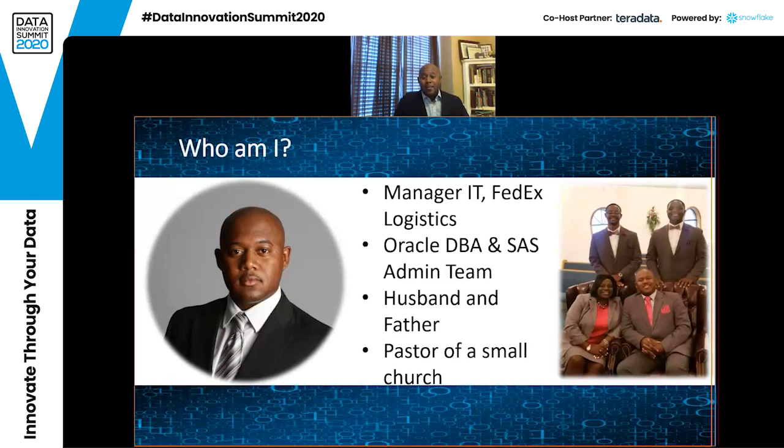And so, who else am I? I manage the Oracle DBA team as well as the SaaS admin team for FedEx Logistics, and I'm located in Memphis, Tennessee. I'm also a husband and a father. My wife Kendra and I have been married almost 24 years, and we have two sons, Micah and Austin. The funny thing about the picture that you see of my family is the one that's the biggest is the youngest. He's the biggest man in the house, and he's only 16 years old. So as you can see, he's bigger than everyone else.